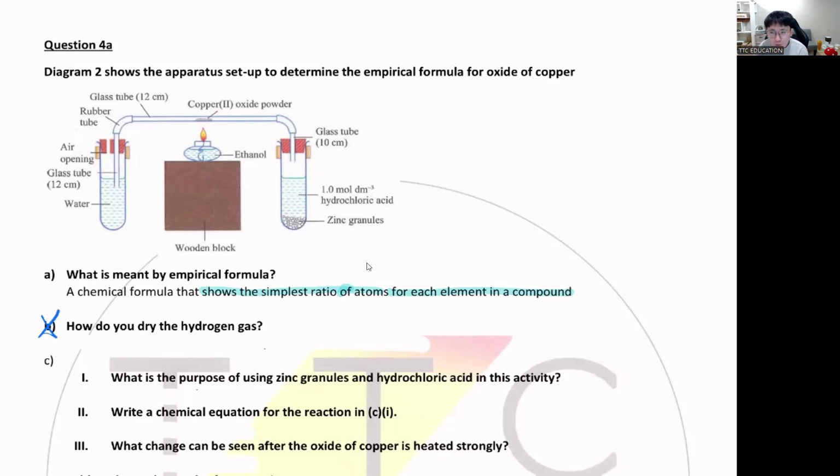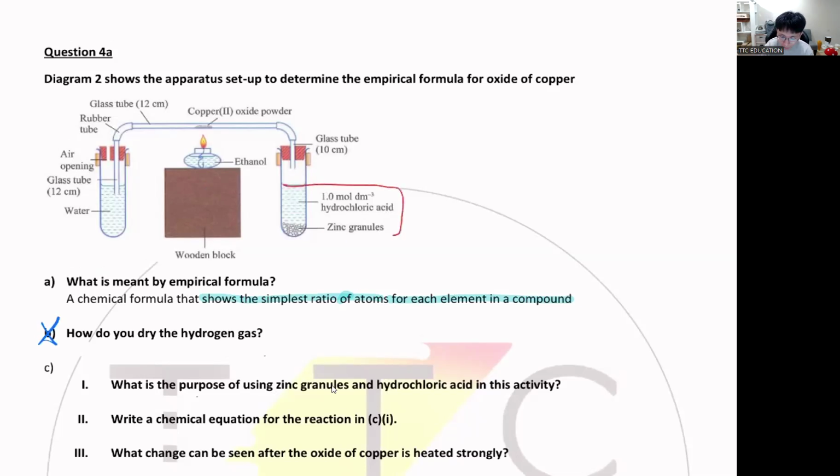Okay, what is the purpose of using zinc granule and hydrochloric acid? It's actually here, the right test tube. So it's zinc with hydrochloric acid. The point of doing this experiment, guys, the ultimate goal is the copper oxide. I want to use hydrogen to take away the O, become copper and water. Means the H2 takes the O, and then no more O left with copper. But how you get H2 is from the zinc and hydrochloric acid.